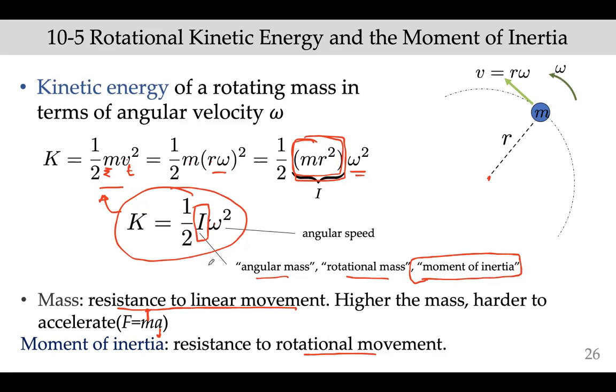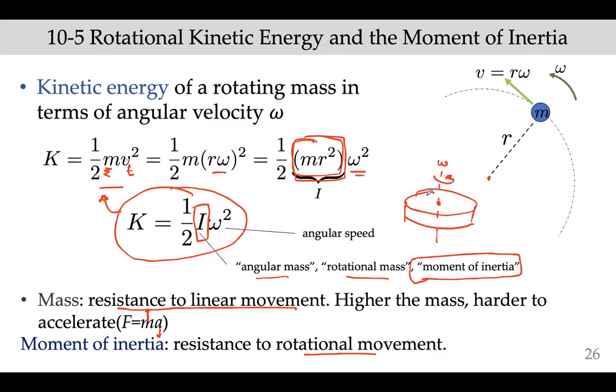So if I is large, let's say we have a disk or any other object. Let's say this is the axis of rotation, and we want to rotate it in this way with a certain angular speed. If I of this disk is large, that means it will be harder to rotate it in the clockwise or counterclockwise direction. If I is small, then it will be easier to rotate it.